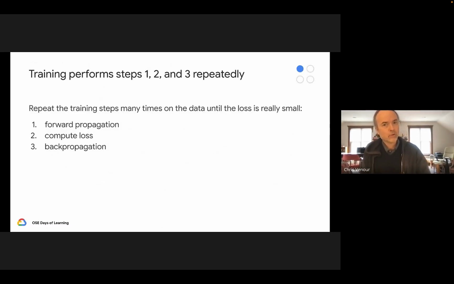And so training of a neural network is a loop where you feed a training example into the input layer. The network then does forward propagation, computes a loss, and then back propagation happens. That's when the weights of the network are adjusted. You then feed a new training example into the input layer and repeat the loop. You repeat that loop many times over the training data, making passes through the same training data many times, until the loss gets really small.